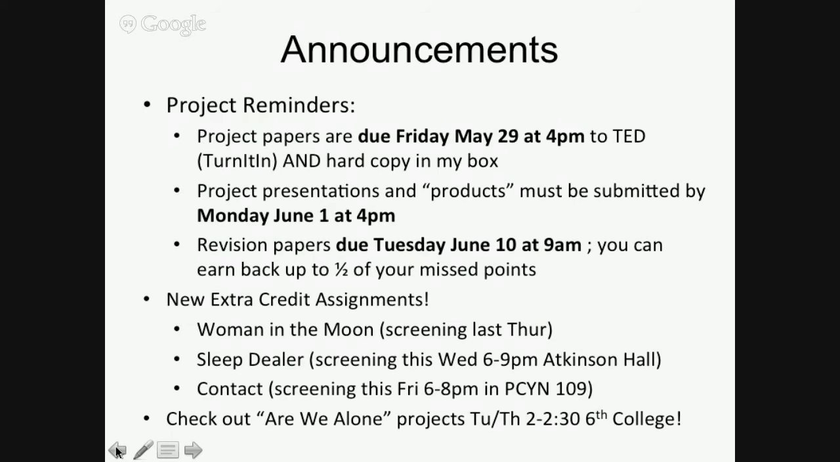Now, if you have a product, something digital that you can submit that way, I'd like to have those also by Monday. If you're building something that is actually a physical structure of some kind, you can bring that in during your presentation, but I would like to see a photograph of it turned in with the project presentation as well. Obviously, if you have a presentation, you should have some evidence of what your project is so that it all hangs together.